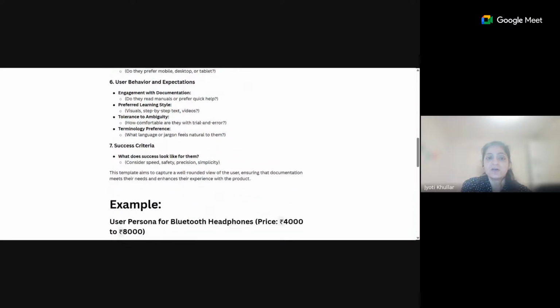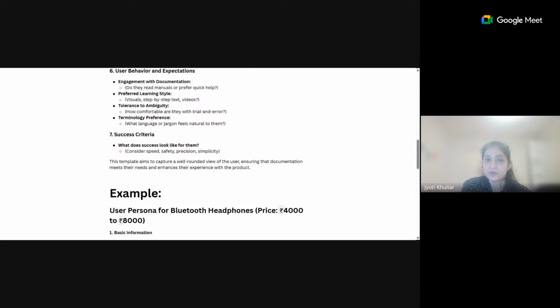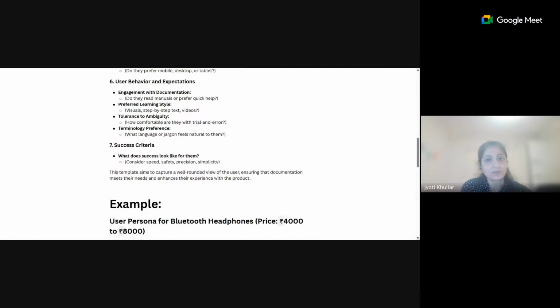You already did this. What is the user behavior? How are they engaging with the documentation? Do they read manuals or prefer quick help, or they want videos, or they want visuals, or maybe sometimes in-app tips? What is it that they are looking for? What kind of user is going to use it? And also tolerance to ambiguity. Depending on the education and background, some people will be able to manage a little bit of ambiguity, or they will be comfortable doing some trial and error, but not everyone. So that really depends on the kind of background they're coming from.